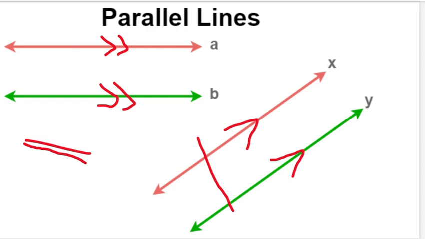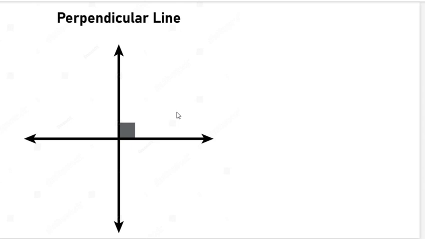Now the last term that you should know before we start with our working out for geometry of straight line is perpendicular line. When it comes to perpendicular lines, all you need to know is that perpendicular lines are two straight lines that make a 90 degree angle. That's the thing you have to know for perpendicular lines.